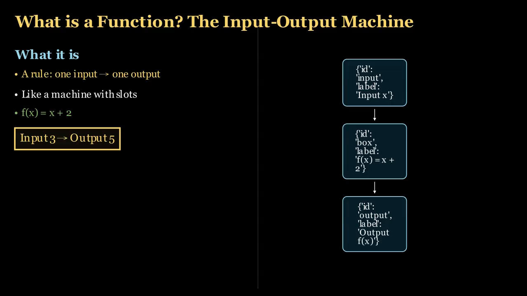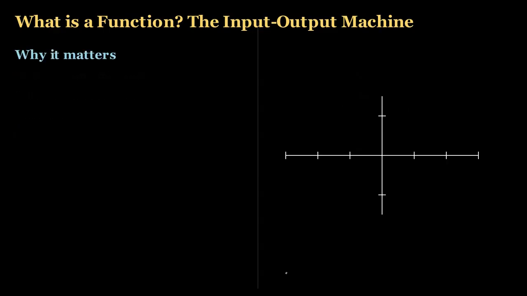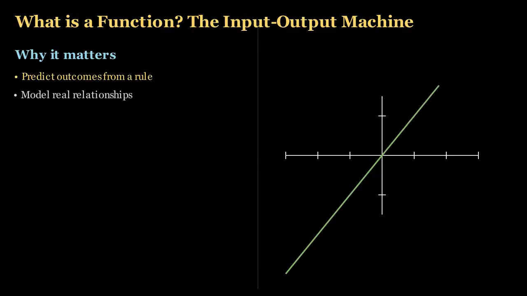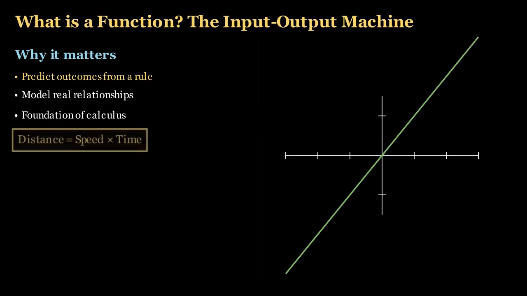Why do we care about a box that turns numbers into other numbers? Because the world is full of relationships where one thing depends on another. If you know the rule, you can predict what will happen. How far does a car go if you drive for 2 hours at a steady speed? That's a function. Distance depends on time.